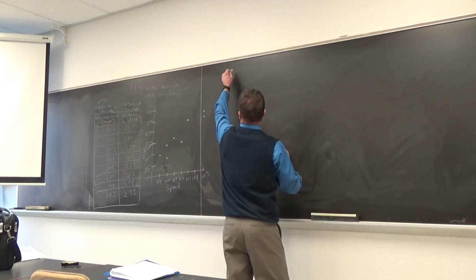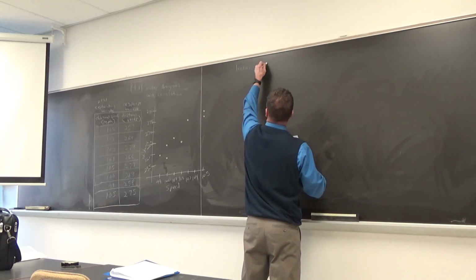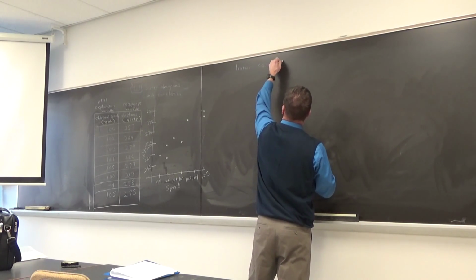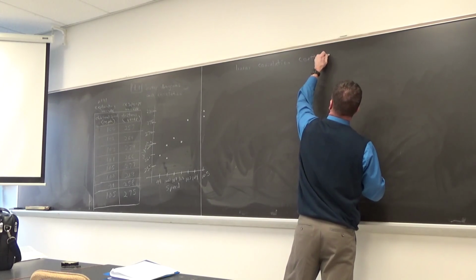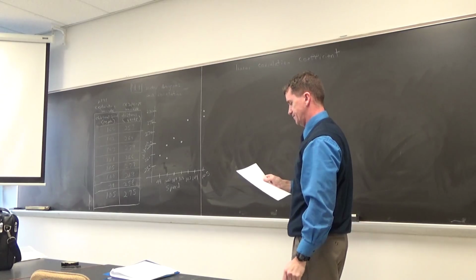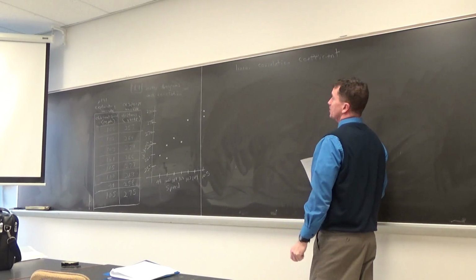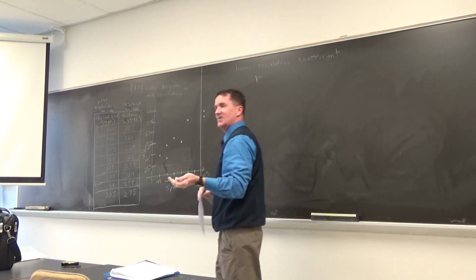It's called the linear correlation coefficient. And you bet it has a formula. It's represented by the letter r, lowercase r. So, new symbol for us, right?